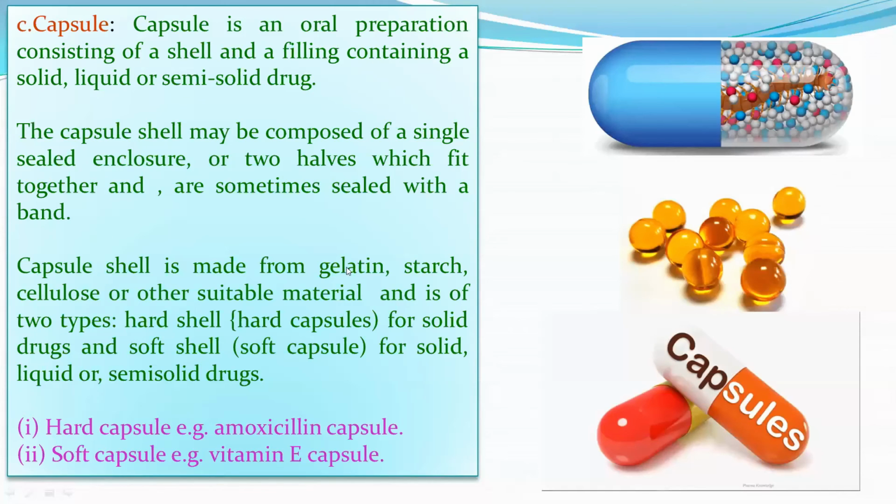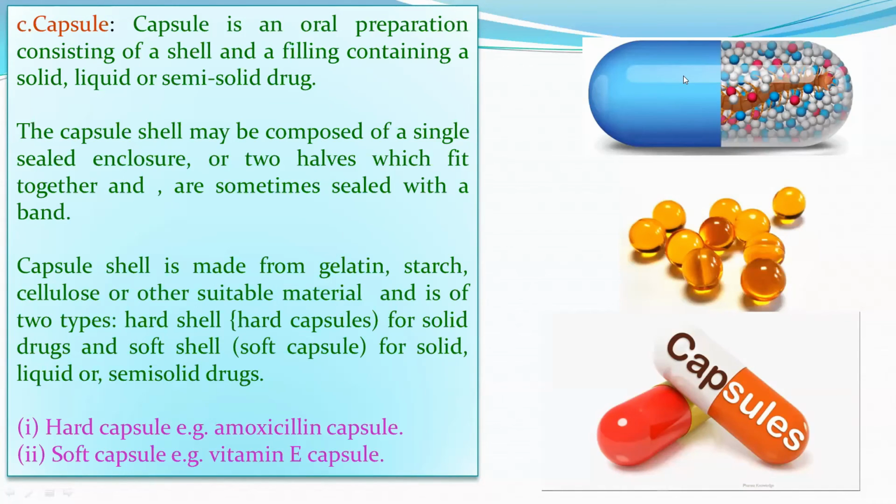The capsule shell is made from gelatin. All these are inert substances that do not have any medicinal properties, like gelatin, starch, cellulose, or other suitable materials. They have a very hard shell for solid drugs, but they dissolve very properly in the gastric fluid.